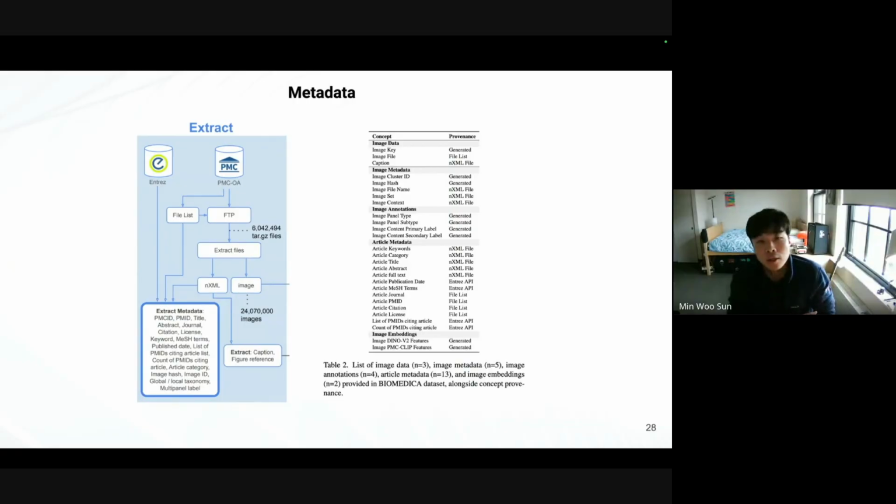Okay. So we spent quite a bit of time thinking about what type of data we want to include beyond just the image caption pairs. And so we tried to be very comprehensive about the associated metadata that we can put into our data set. When I say metadata, some of the examples include unique IDs associated with the article, things like title, abstract, citation, as well as things like publication date, licensing information. And we did this for all 24 million image caption pairs that we uploaded.